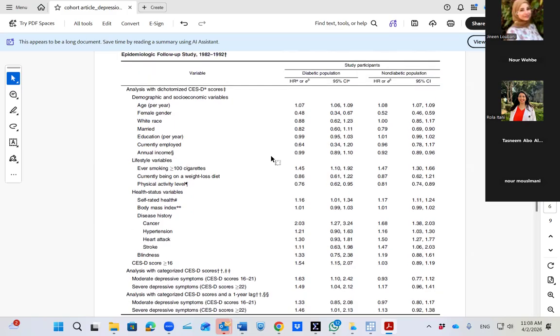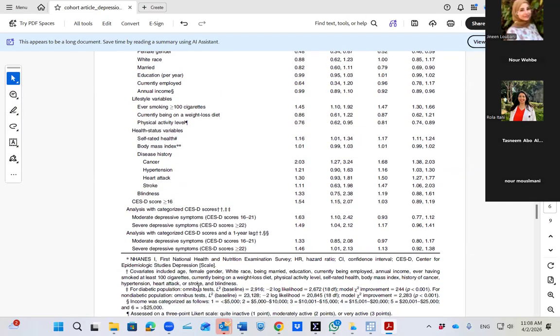You can see, okay. First they look at the depression score. Actually, they combined in one table the association of the covariates with mortality among diabetic and non-diabetic. So these hazard rate ratios are for the covariates. This is demographic and socioeconomic. These are all the covariates, very well ordered: the demographic first, the lifestyle, the health status, diseases, and then they put the SSD overall, and then the other analysis with the categorized score. Here is where they put the test, and then they include the covariates.